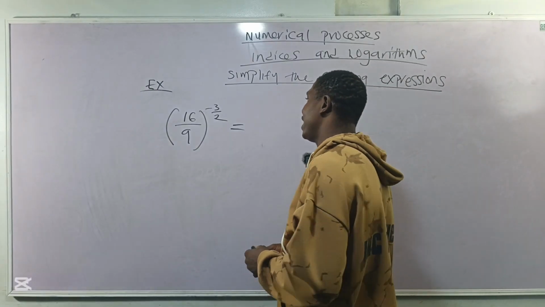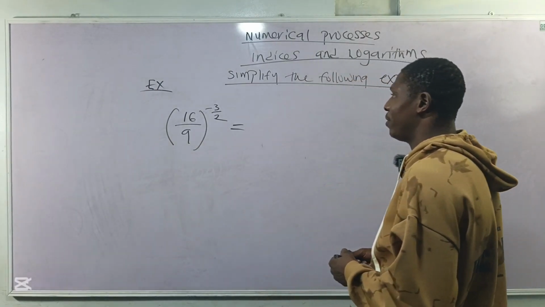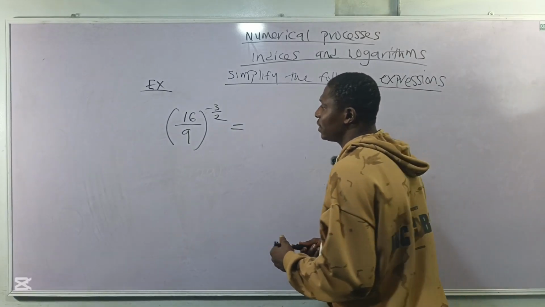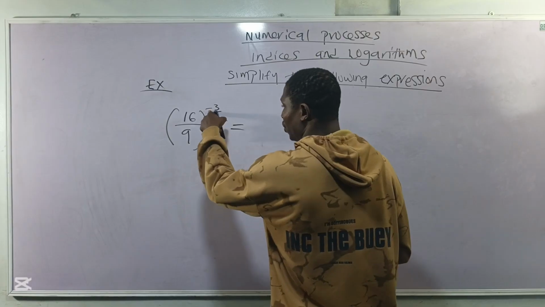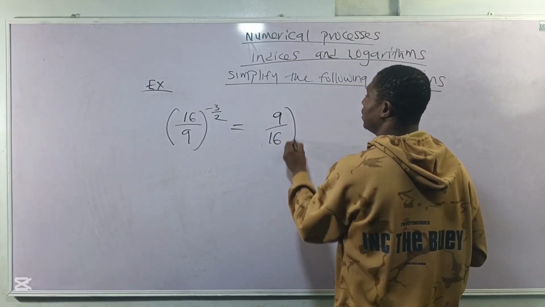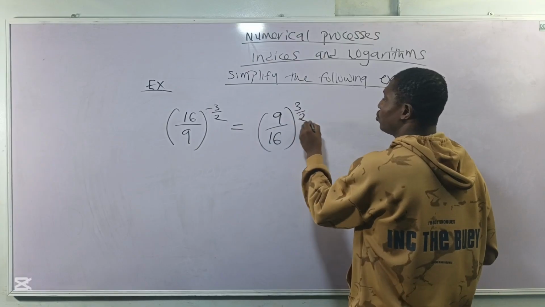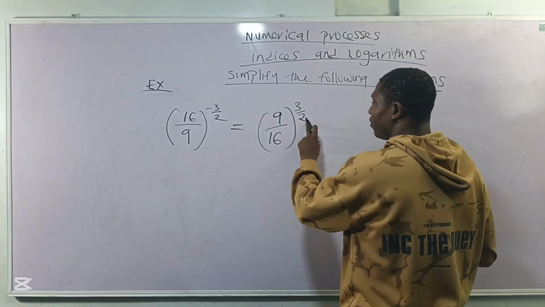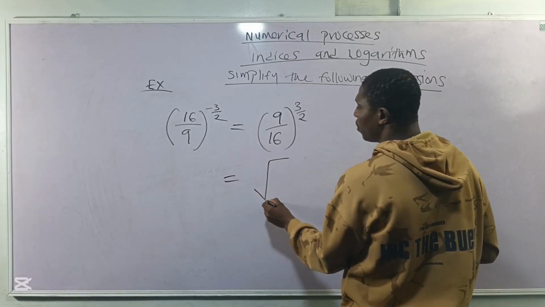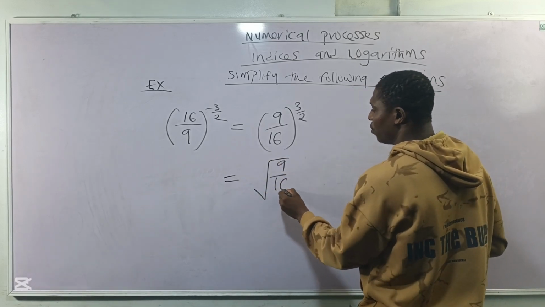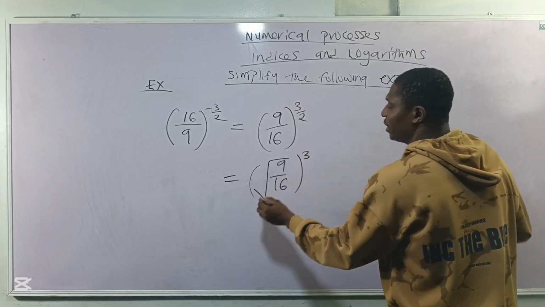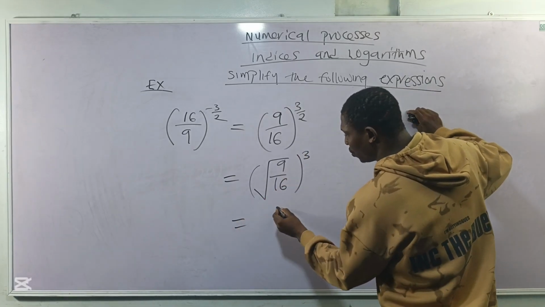We have 16 over 9 in bracket raised to power minus 3 over 2. How do we simplify this? The first thing I do is to interchange this so as to remove the negative sign. So I have 9 over 16 in bracket raised to power 3 over 2. Now after this, my bottom is root, my top is power. So I have the square root of 9 over 16, all raised to power 3. Now, the square root of 9 is 3.